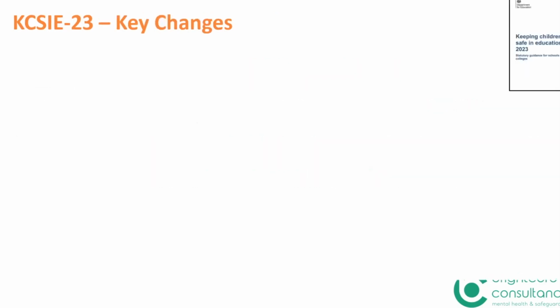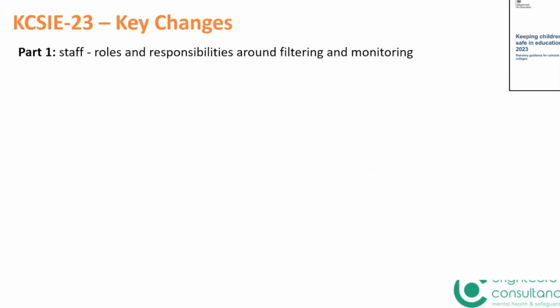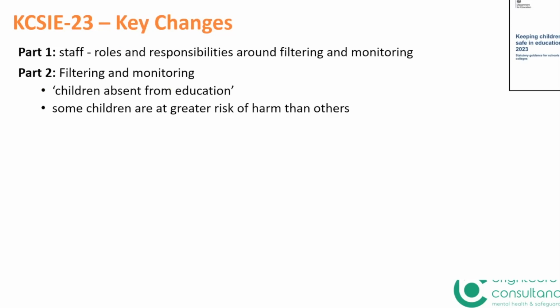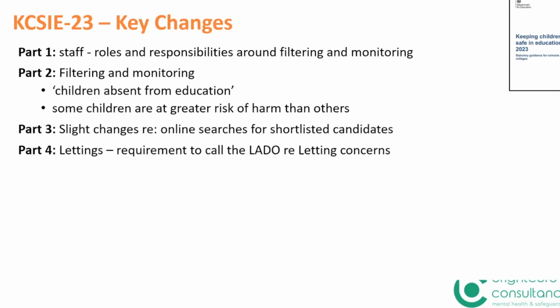But let's talk about some of the changes within it. So if we look at some of the key changes this year, and I am deeply conscious that some of you, I'm sure, have probably led training for your colleagues on the changes to this document this year, but we've got changes in each of the parts. So part 1, there's a requirement around staff knowledge with filtering and monitoring. Part 2, with lots more references to filtering and monitoring. There's this new phrase, children absent from education, as well as children missing. There's the reference to some children being at much greater risk.